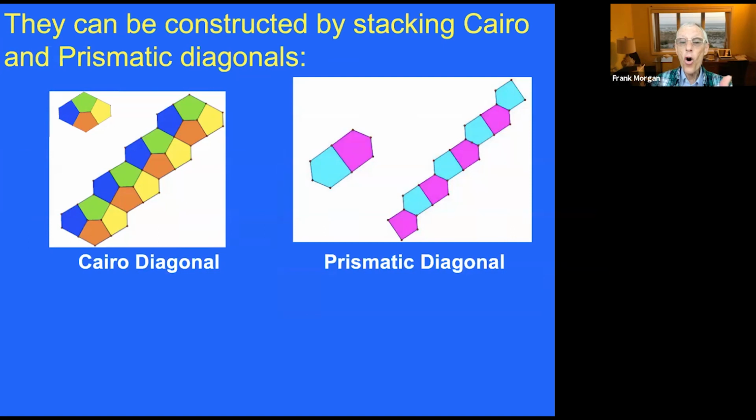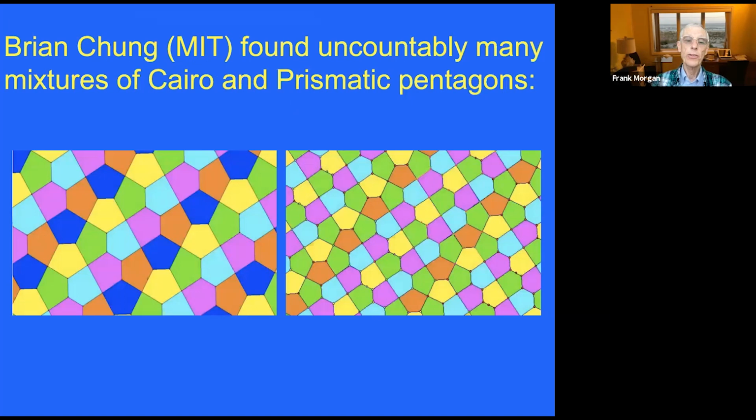So in the first picture here on the left, you have a Cairo diagonal, followed by a prismatic diagonal, followed by a Cairo diagonal, followed by a prismatic diagonal. So just one of each. And the one on the right, there's a Cairo diagonal followed by three prismatic diagonals, followed by a Cairo diagonal, followed by three prismatic diagonals. And you can take them in any pattern like that. So there are actually uncountably many possibilities like that.